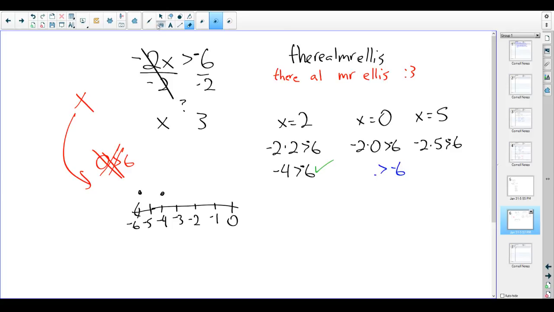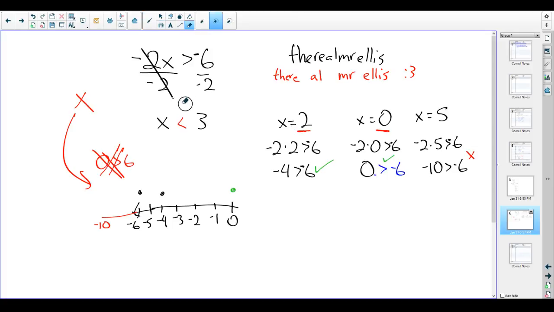Negative 2 times 0 is 0. Is 0 greater than negative 6? And that's actually true, because here's 0, more than negative 6. And our last one is negative 10. Is negative 10 greater than negative 6? And this is the one that's not true. Negative 10 would be all the way over here. So if we look at it, which answers were correct? Were they the numbers more or less than 3? Okay, getting back on point here. So the answers that worked, 2 and 0, were both less than 3. So our correct answer here is x has to be less than 3.